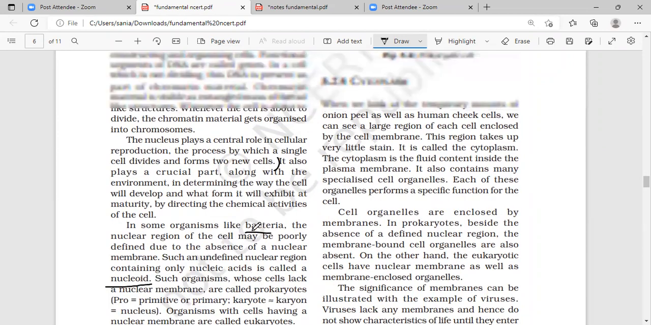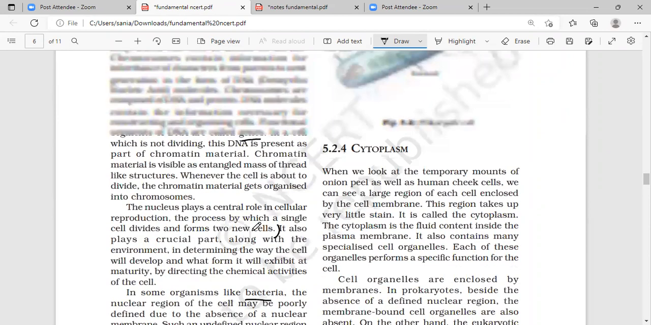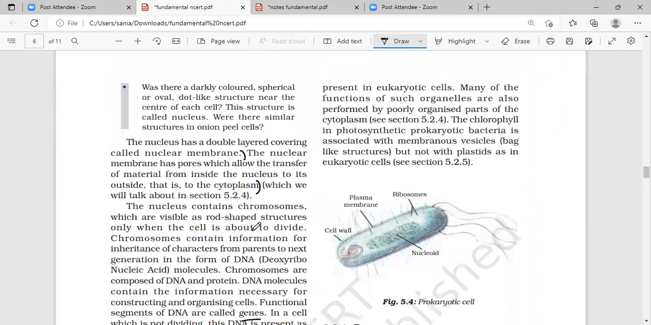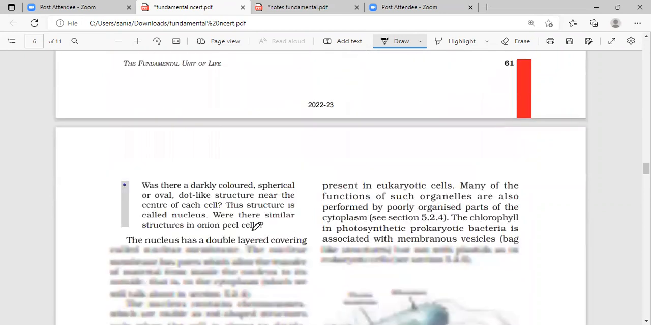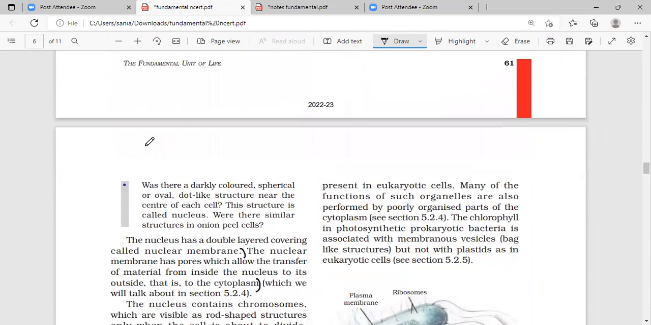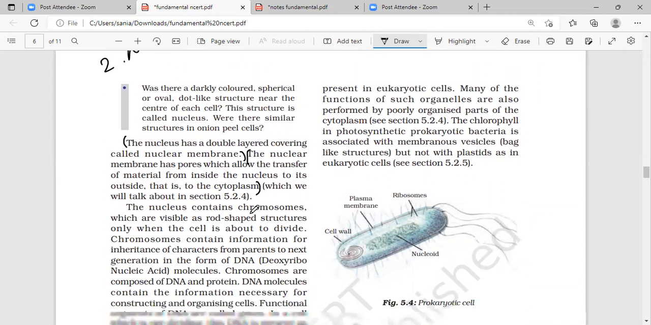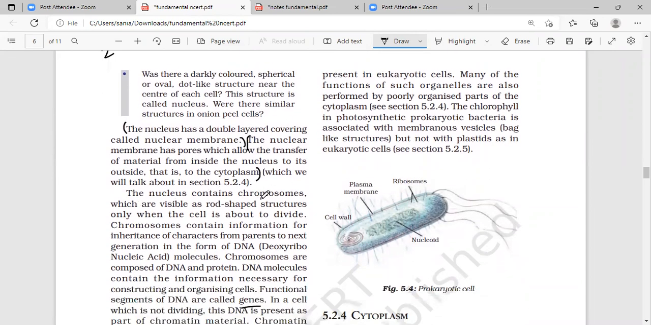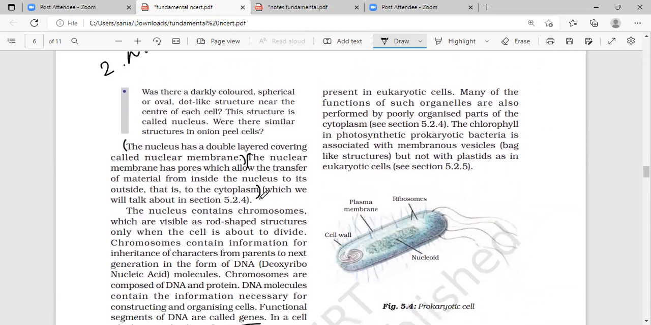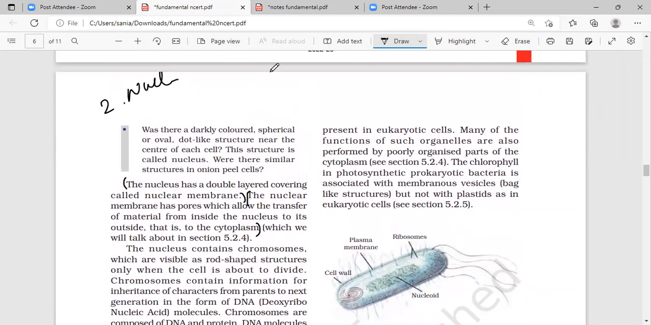Now you will write the second one, the nucleus. You will write: the nucleus has a double layer membrane called the nuclear membrane. Then, the nuclear membrane has pores which allow the transfer of material. Then, the nucleus contains chromosomes. Just write these two points, and I'll tell you then what you have to write. Just write nucleus and the first and second point. Clear?